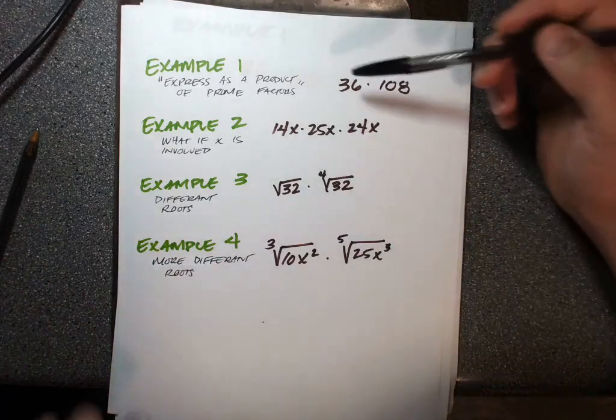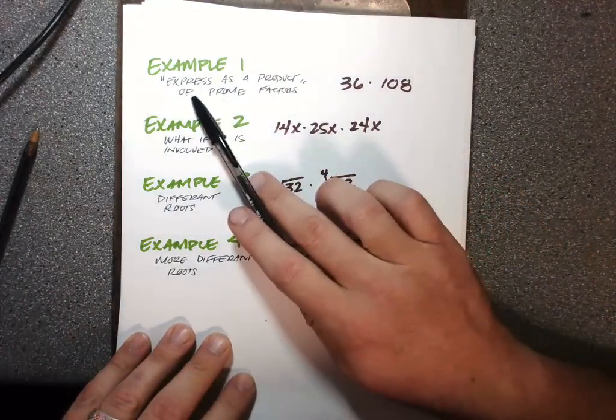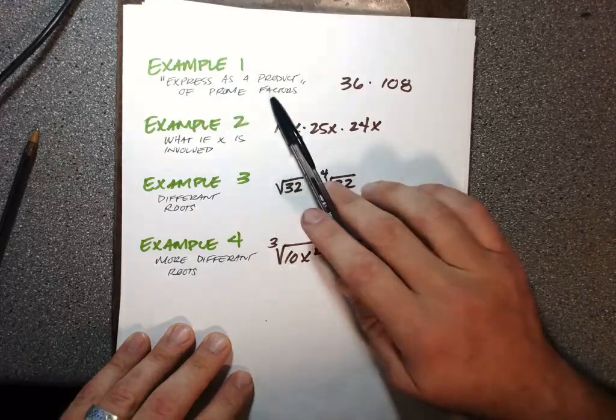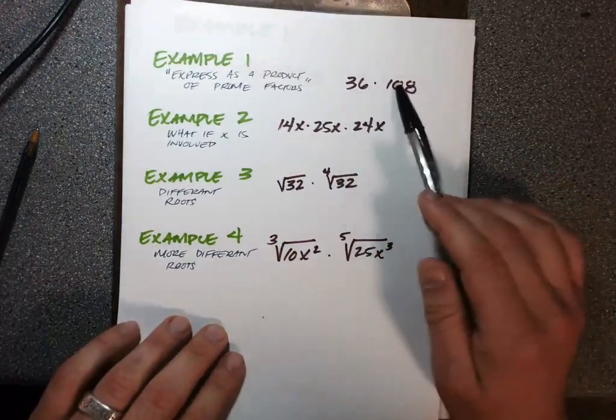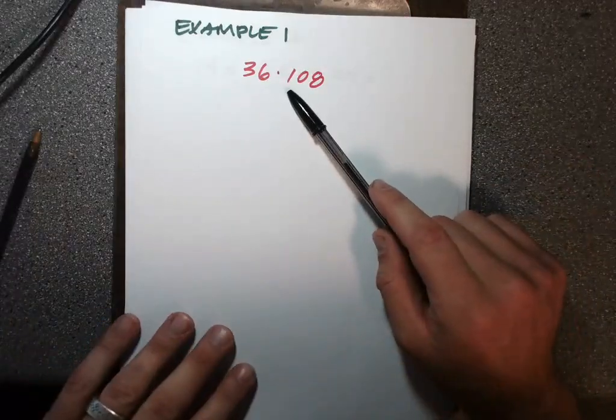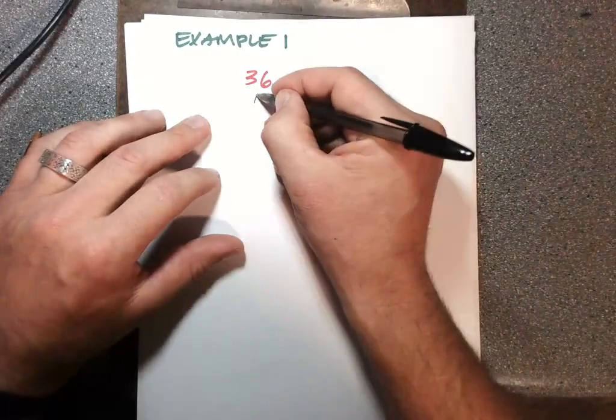We'll take a look at these 4 different examples, and then we're going to practice using our exponent rule. So we're going to express as a product of prime factors. If you're wondering, what does that mean here? Let's just do it with the numbers here. 36 times 108. I don't want you to just compute that. We're going to practice breaking this down.